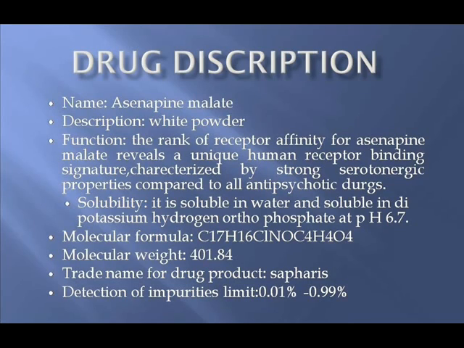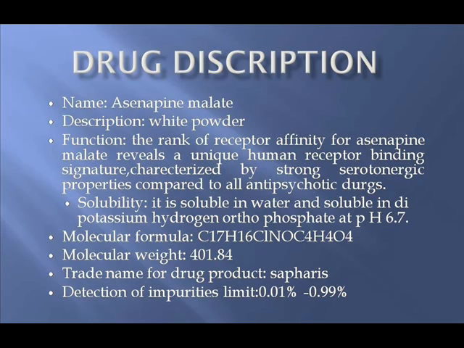Drug description. The name of the drug is esnefin malate. It is present as a white colored powder. Esnefin malate is an antipsychotic drug. It is highly soluble in water and it is also soluble in dipotassium hydrogen orthophosphate at pH 6.7. The molecular formula of esnefin malate is C17H16ClNO C4H4O4. The molecular weight is 401.84.